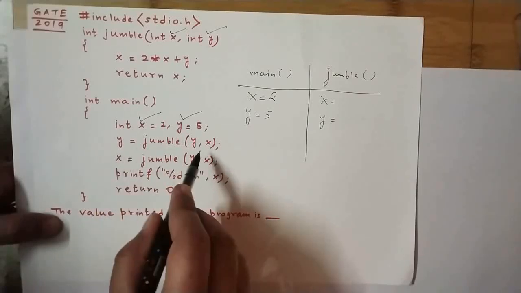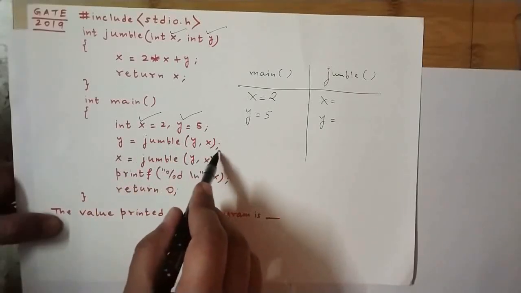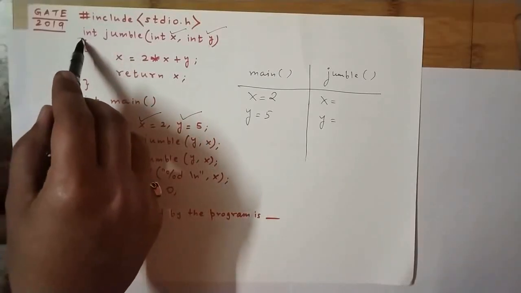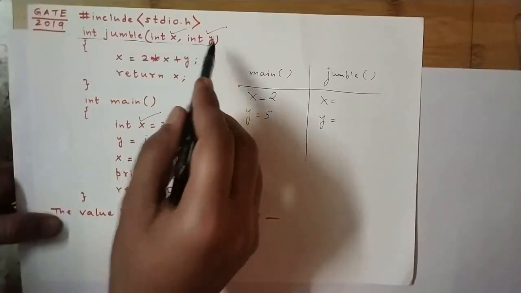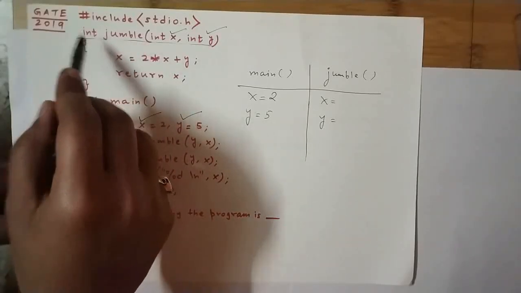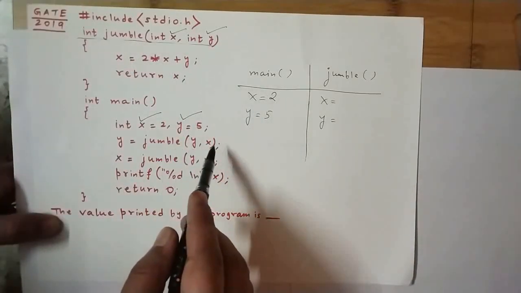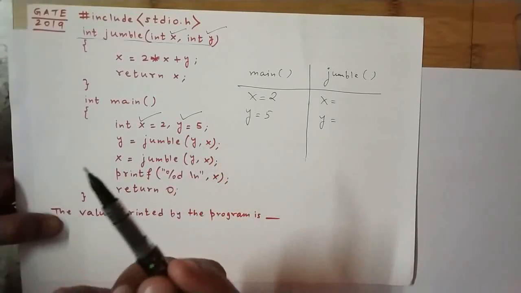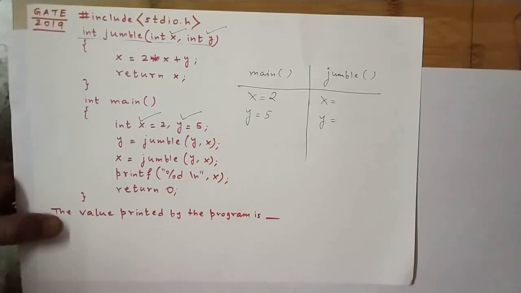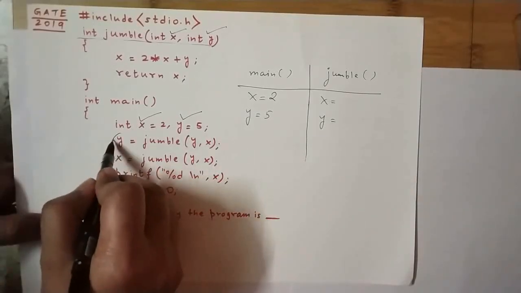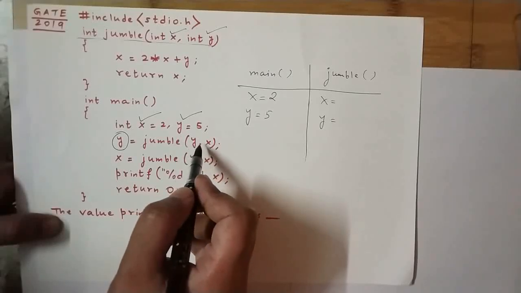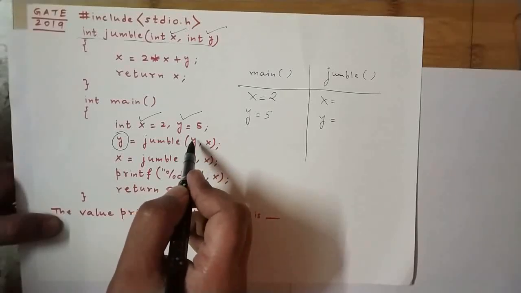Now, in this line, the function jumble is called, and as you can observe in the function header, the jumble method has a return type of int. That means if I call this method, it will be expecting a return value, and that expected return value will be assigned to this variable y. But there you see it's jumble of y comma x.